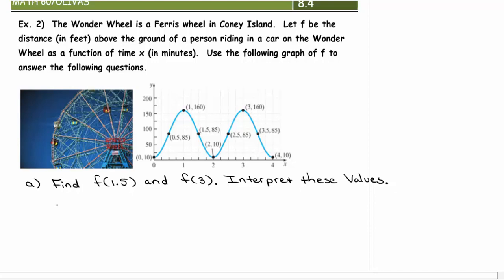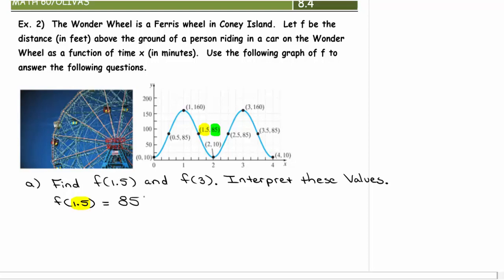Let's go ahead and start off with f of 1.5. For f of 1.5, I would need to look on the graph and see where my x value of 1.5 is at. So let's go ahead and look for 1.5 for x. Here it is. That's where x is equal to 1.5. Now let's see what y value is produced when we substitute 1.5 into our function. We get 85. So f of 1.5 is equal to 85.